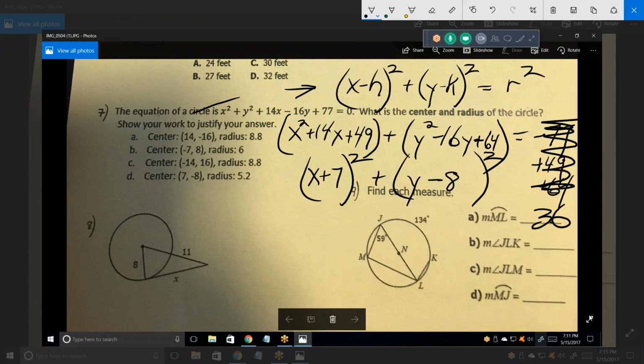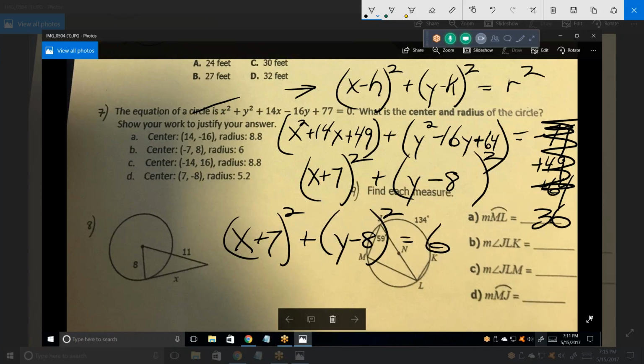Bingo. Here's what I got. X plus 7 squared plus y minus 8 squared equals 6 squared, which is 36. So tell me what the center and the radius of the circle are. Which answer? B. Yep.